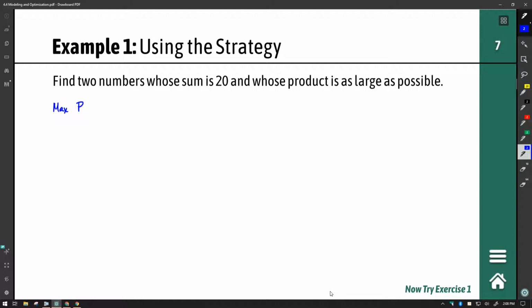So I know that my two numbers add up to 20. So let's call those two numbers, say, X and Y. So if I want to max their product, the product is X times Y. Now, there's a bit of an issue here with moving forward because this is a function in two variables and I really need it to be written in one variable before I take the derivative and find critical numbers.